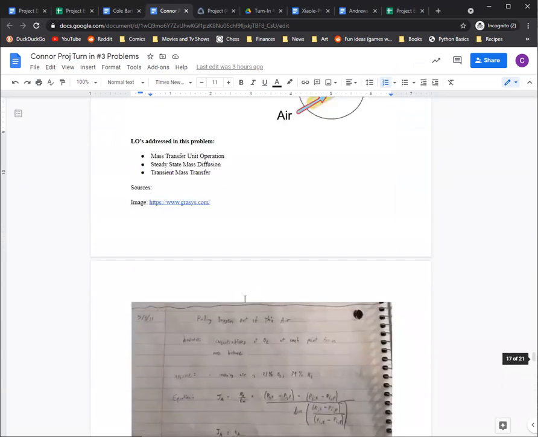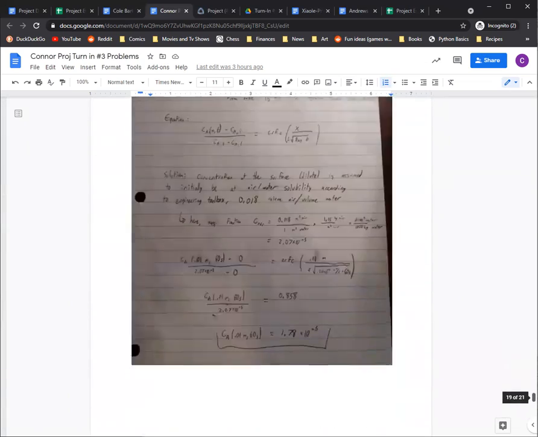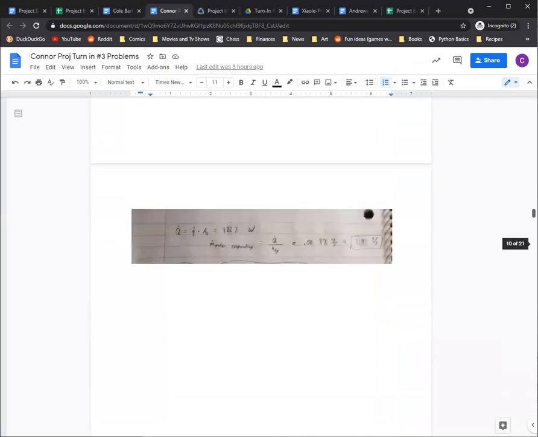And that's all I've got, actually. That last problem was removed because it was redundant. So yeah, that's all I've got.